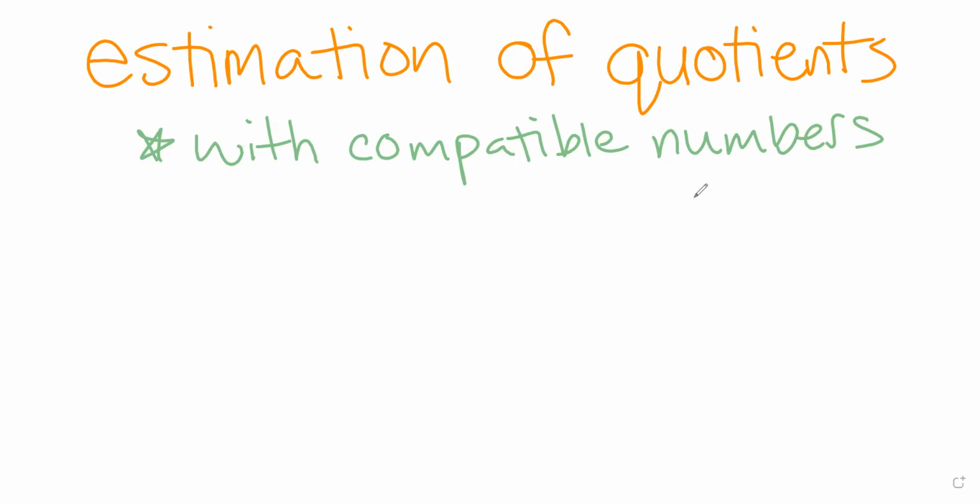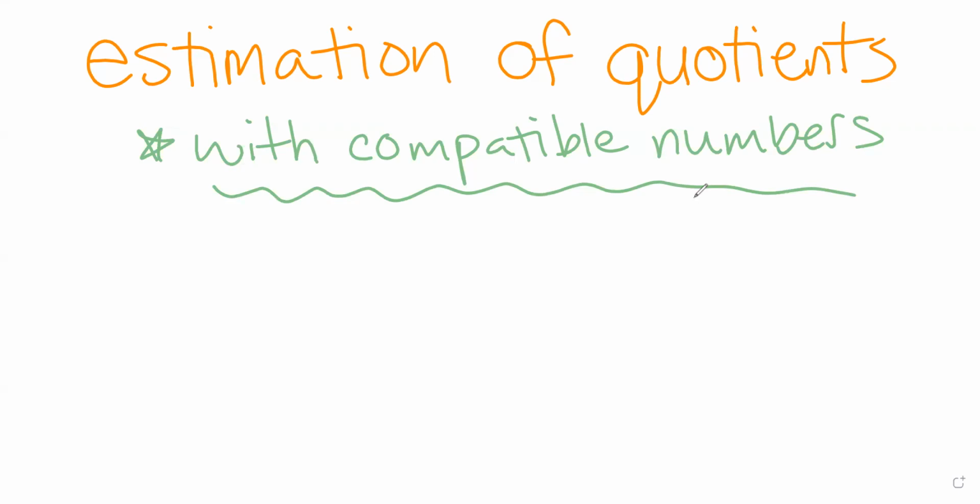Hey, today: estimation of quotients with compatible numbers. There's a lot to unpack here. This one is not as straightforward as some of the multiplication things. We'll talk about that. I also just want to think about this concept of estimation and base 10 and so on and so forth. So instead of telling you, let's just start doing it.